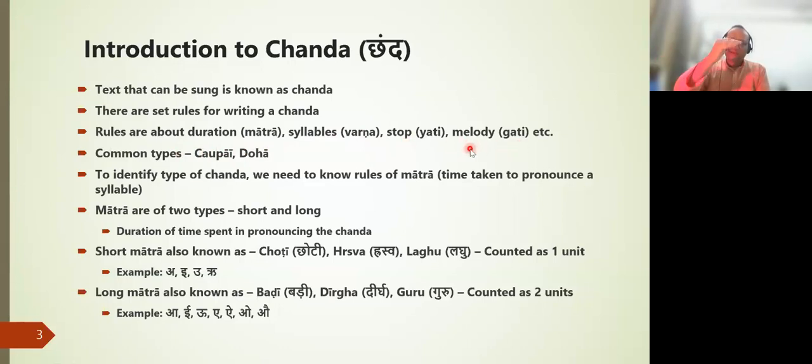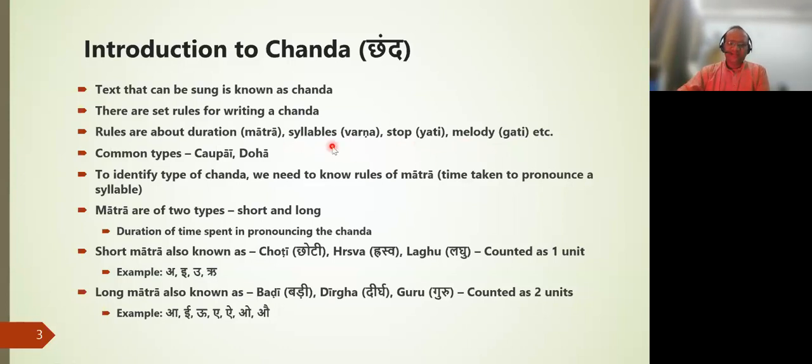Then there is gati. Gati means the melody, the kind of melody we use to recite a chand. Anushtup Chand has a separate melody, Trishtup Chand has a separate melody, and Shardul Vikridit has a separate melody like this.